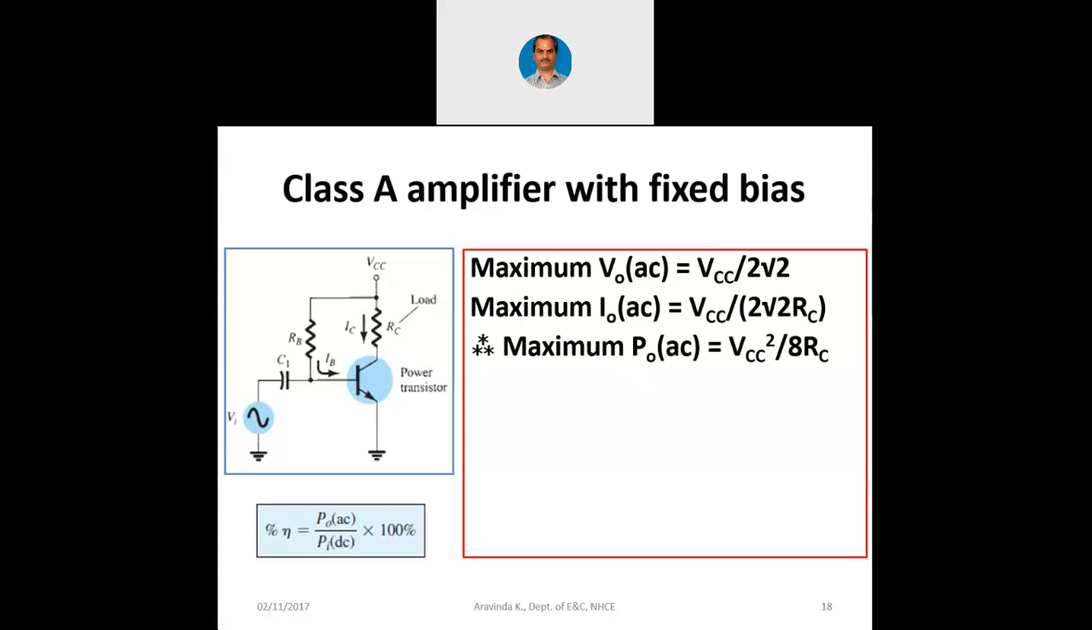So now maximum power for this circuit is what? Maximum P0 in terms of AC is VCC squared divided by 8RC. When you multiply this V0 AC into I0 AC, at the denominator you will get 2 root 2 into 2 root 2 as 8, and RC is there already at the denominator. VCC and VCC at the numerator get multiplied. So the maximum output power in case of this circuit without the load, please understand, we have not yet connected the load. If we connect the load, then we have to consider the load also in this calculation.